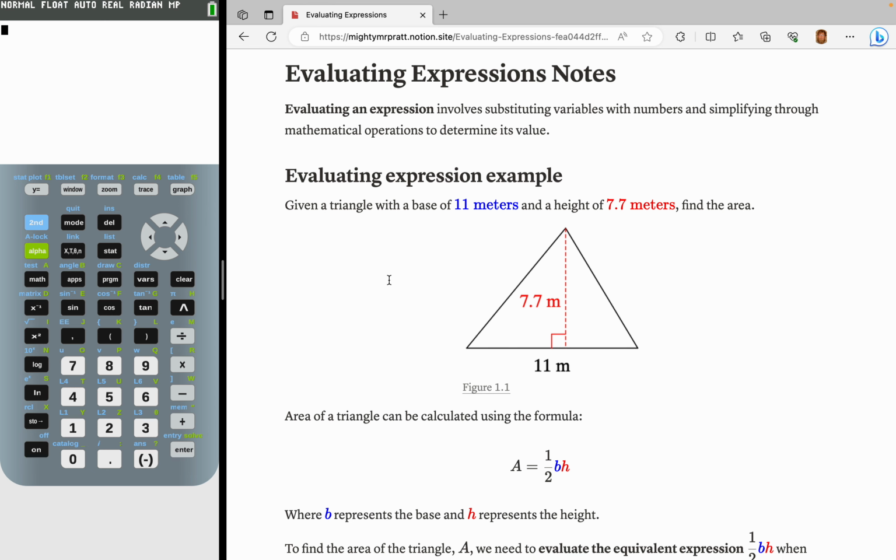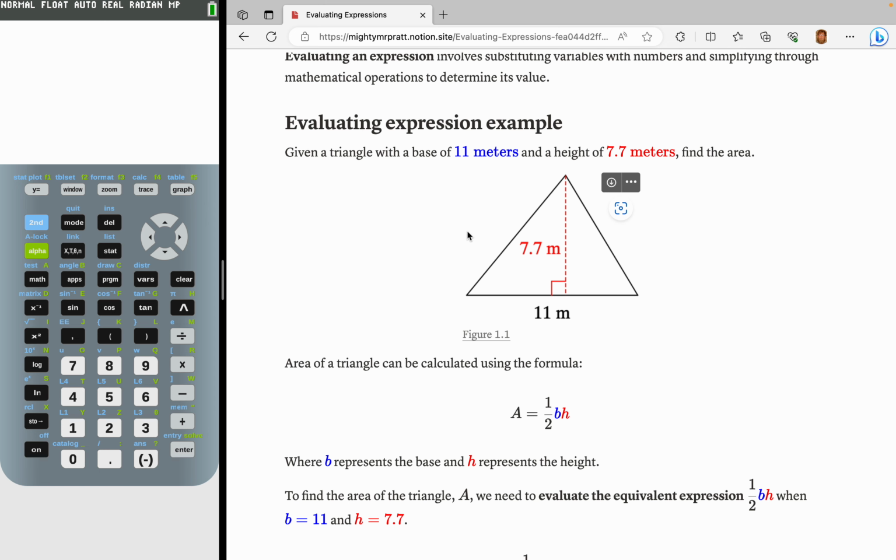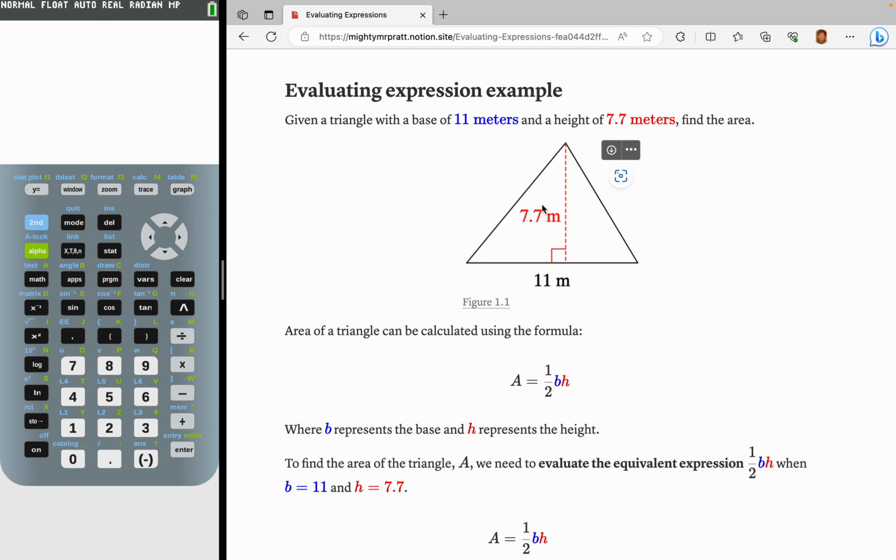We're going to go down and I'm going to talk about my expectations when it comes to evaluating expressions. Evaluating an expression involves substituting variables with numbers and then simplifying through mathematical operations to determine its value. Let's take a look at this example of evaluating the area of a triangle. So we're given a triangle with a base of 11 and a height that is 7.7 meters. We need to find the area.